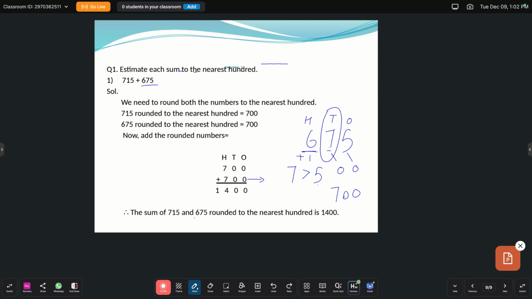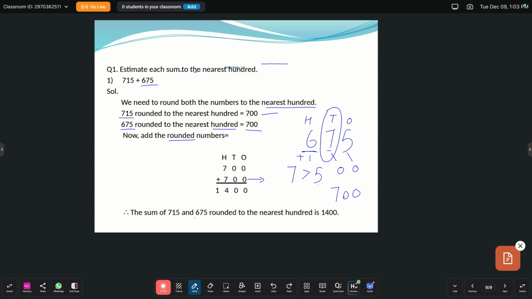What you have to do in this question is estimate the addends to the nearest 100. We have to round both the addends to the nearest 100. So we rounded this 715 to the nearest 100, it is 700, and we rounded this 675 to the nearest 100, that is again 700. What you have to do now? Now you have to add the rounded numbers.